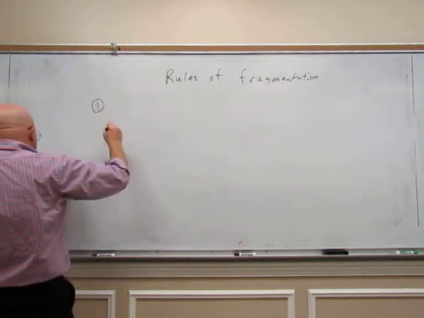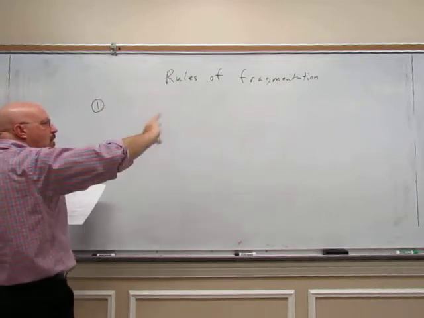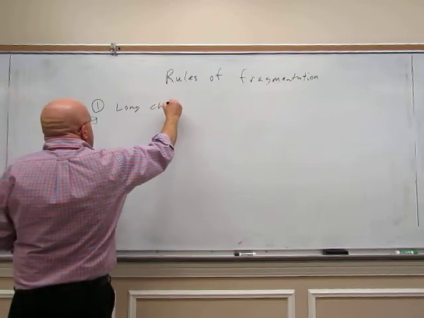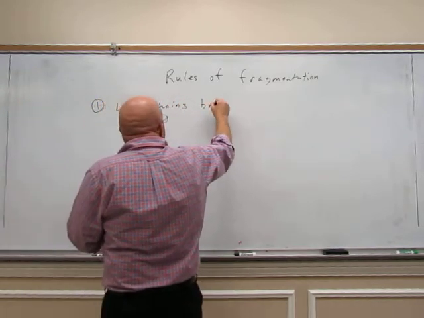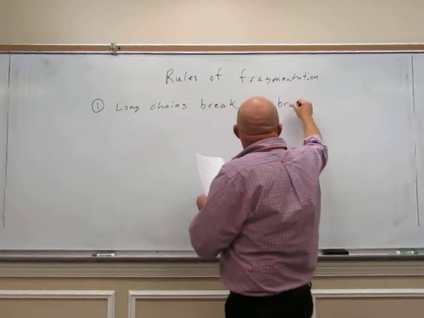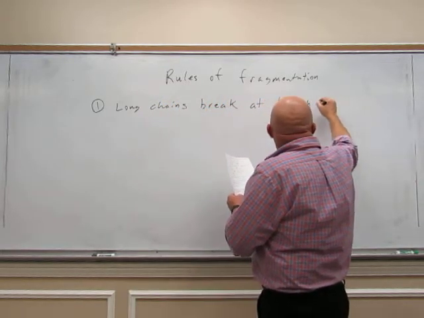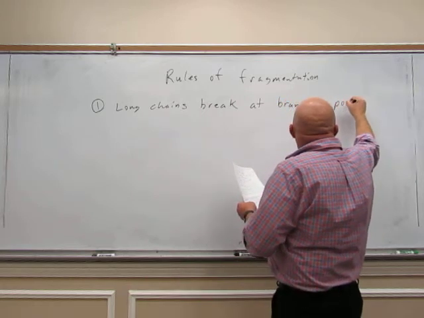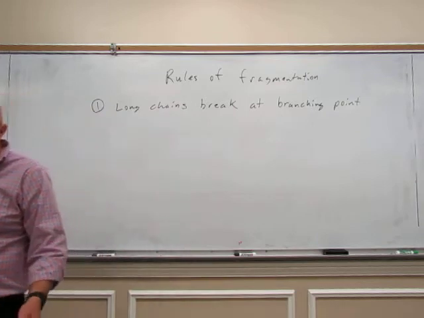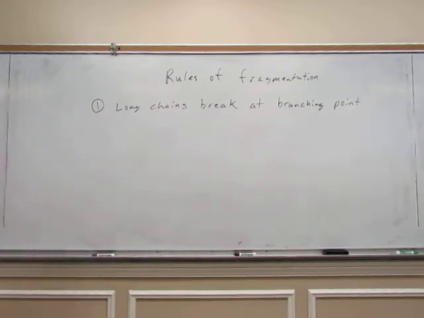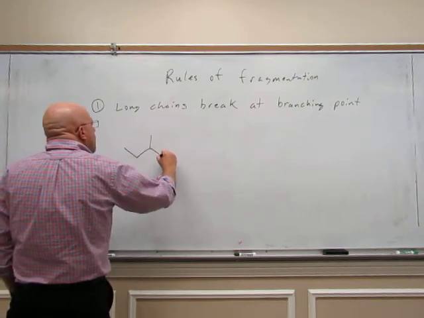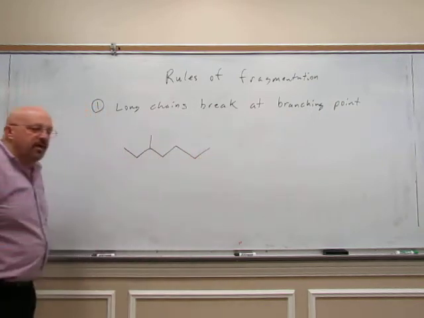Our first rule deals with big long chains. If you have a big long chain in a molecule, long chains will tend to break at a branching point. So let me show you what I'm talking about. We'll use this as my example.